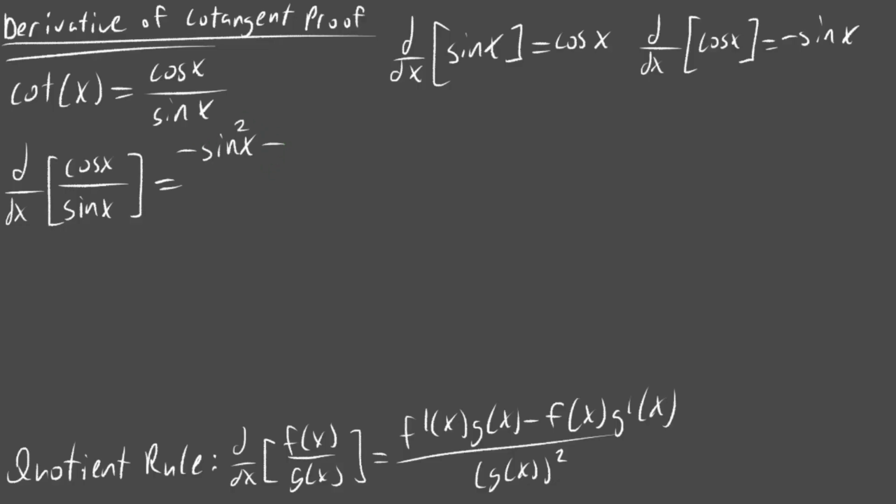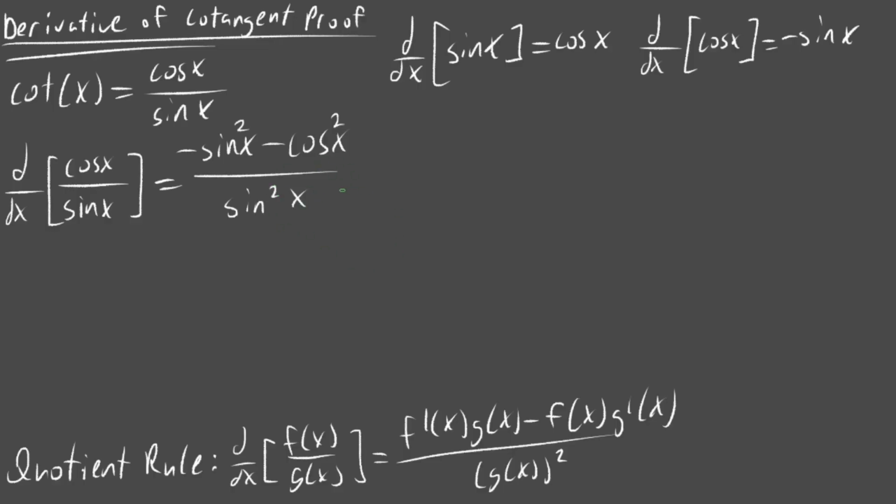And I'm going to subtract cosine of x, because it'll just be f of x times g prime of x, which is sine of x. And then the derivative of sine of x is actually just cosine of x, right? So this will also be cosine squared. Okay, and this is going to be over g of x, sine squared of x.